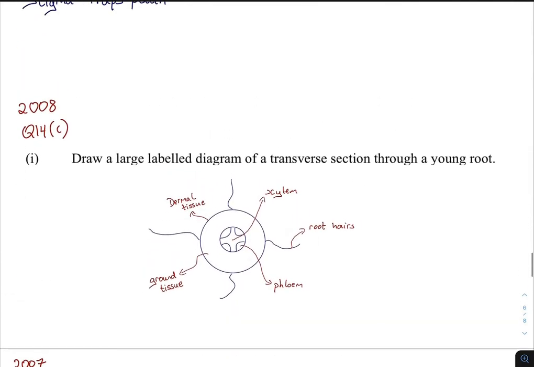Now, 2008, this hasn't been asked in ages, and you were asked to draw a large labelled diagram of a transverse section through a young root. Okay, so this is what you have to do here, guys. You drew your circle again, you do your root hairs coming off it, and then in the middle you drew another circle with a star shape. That's how I did it. And the xylem is in the centre, remember I said that earlier, and the phloem is next to the xylem, which is here, here, here, and here. Okay, you don't need to be colouring it in. There's no marks for colouring it in. There are marks, however, for labelling. So make sure you have your dermal tissue, your ground tissue, your xylem, your phloem, and root hairs if possible.